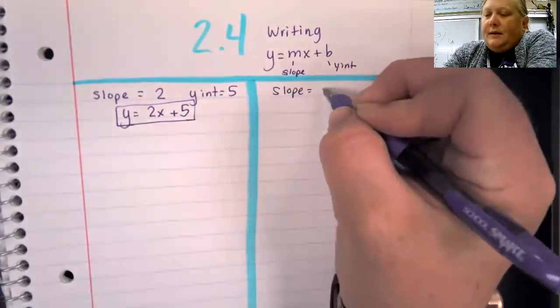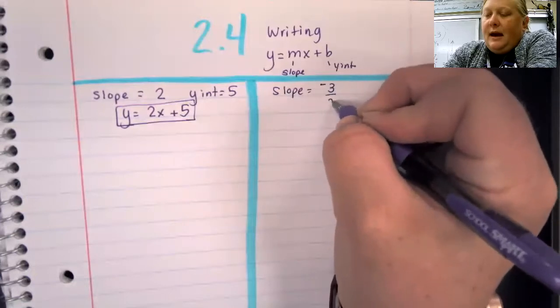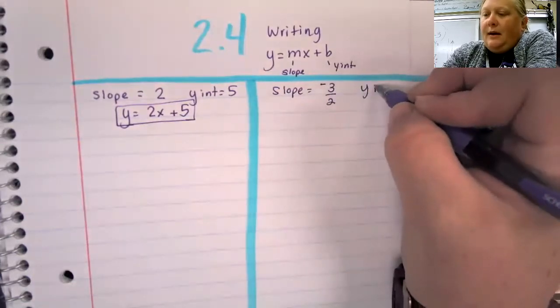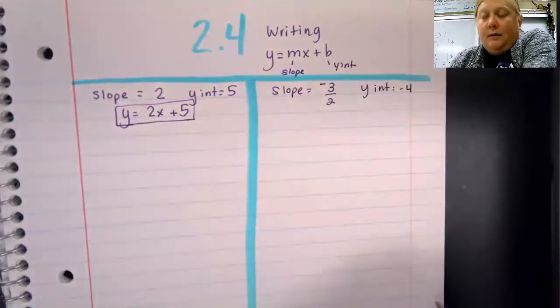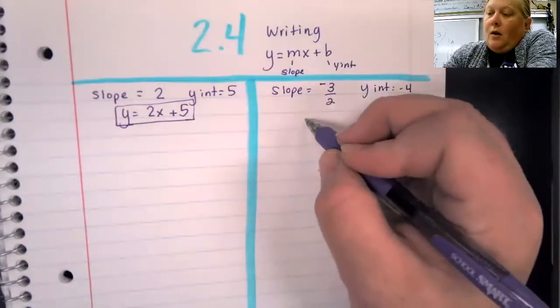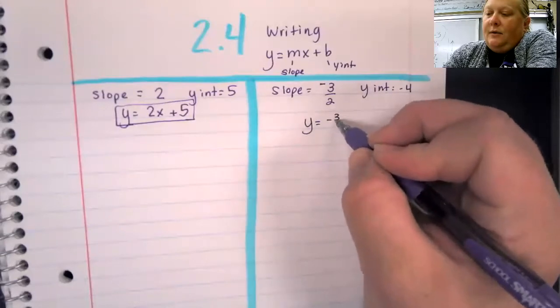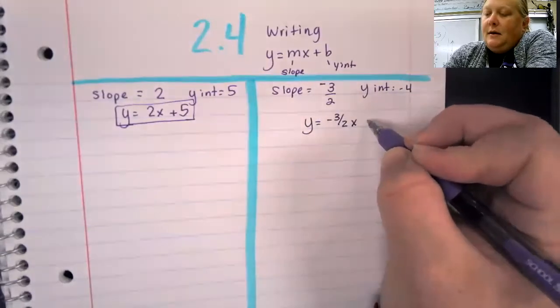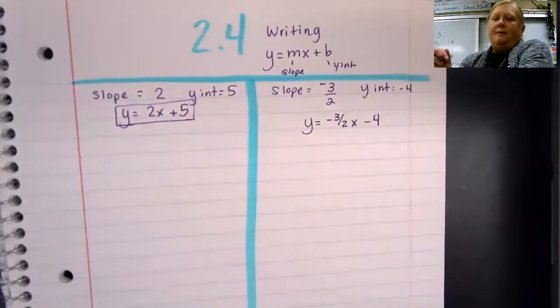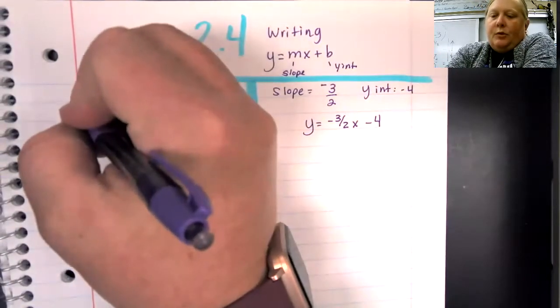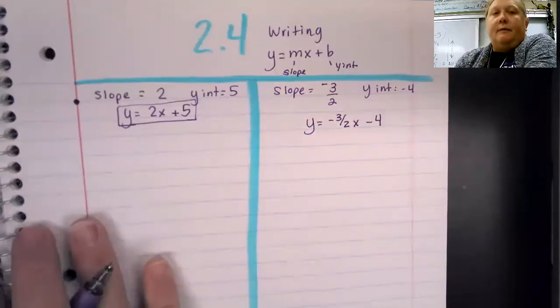Now you do. Slope is -3 halves, and my y-intercept is -4. Now you try. y equals -3 halves x minus 4, or you could put a plus a -4. Okay, so I'm going to put a dot right here because that's going to tell me I got the first one done.